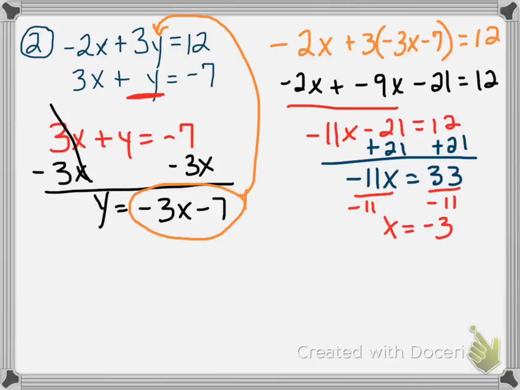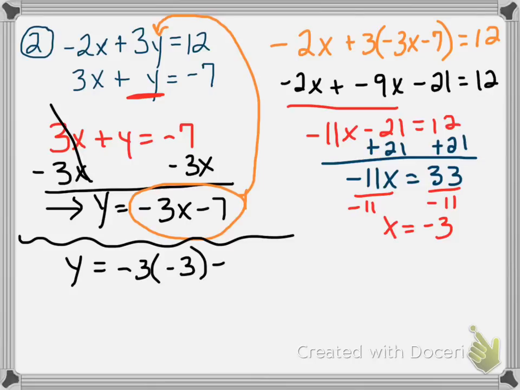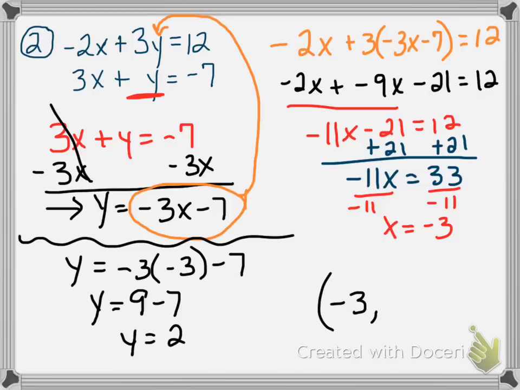Alright, and again, we're going to substitute back into one of the equations. It doesn't matter which one, we should get the same answer regardless. Since I've got this equation right here solved for y, I'm going to go ahead and substitute in there. So that would be y equals 9 minus 7, so y would be 2. So the ordered pair solution for example 2 would be negative 3, positive 2.